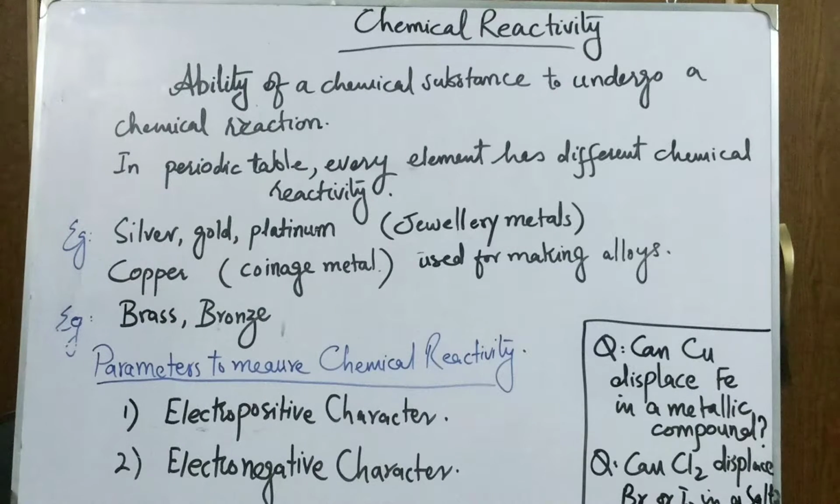In the periodic table, there are electropositivity trends. The electropositivity increases from top to bottom in the periodic table and decreases along the period from left to right.